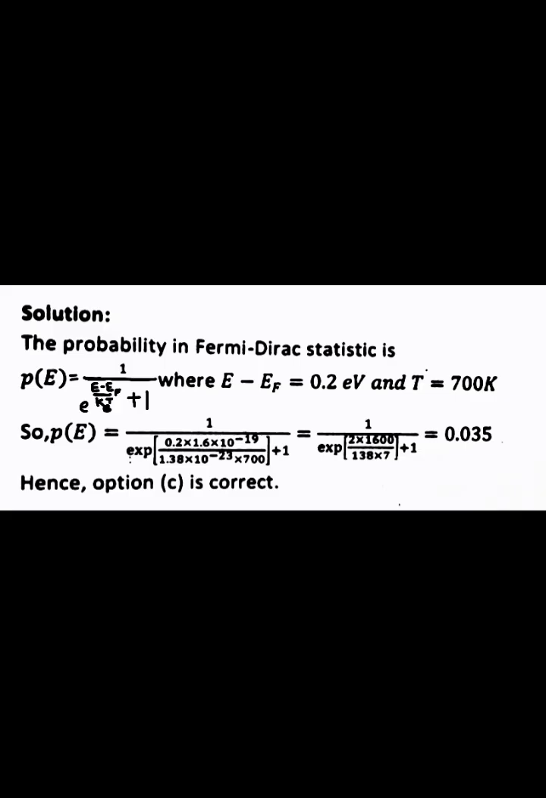Therefore P of E is equal to 1 divided by e raised to 0.2 into 1.6 into 10 power minus 19 divided by 1.38 into 10 power minus 23 into 700 plus 1. So this is equal to 1 by exponential of 2 into 1600 divided by 138 into 7 plus 1, and this is equal to 0.035. So the answer is option C.